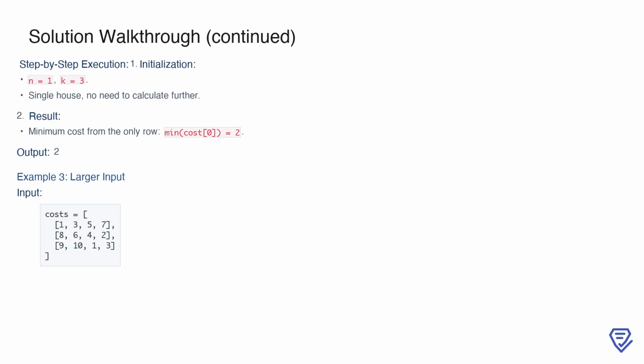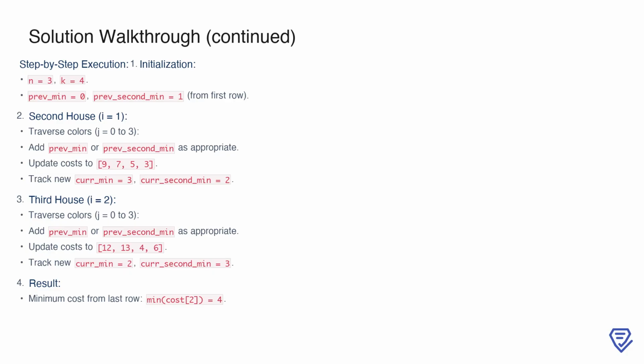In this example, the costs for the available colors are 7, 2, 4. The smallest value is 2, so the minimum cost to paint the house is 2. In a larger example with 3 houses and 4 colors, we begin by initializing n as 3 and k as 4.